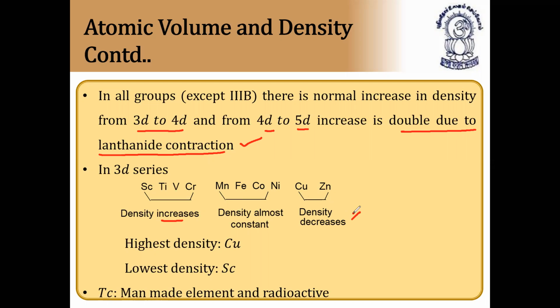Density decreases after that, so density is almost constant in the middle. The highest density in the 3d series is copper, and the lowest density is scandium. Technetium is a man-made, radioactive element, so that's why it is not discussed. Technetium, Tc.